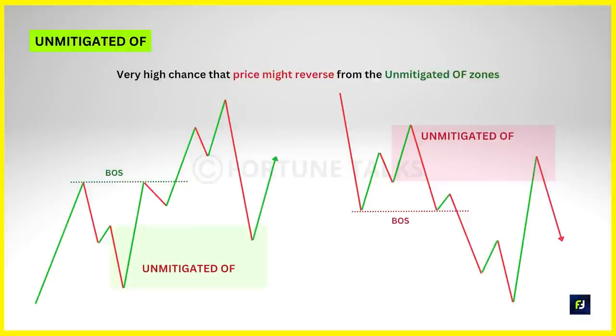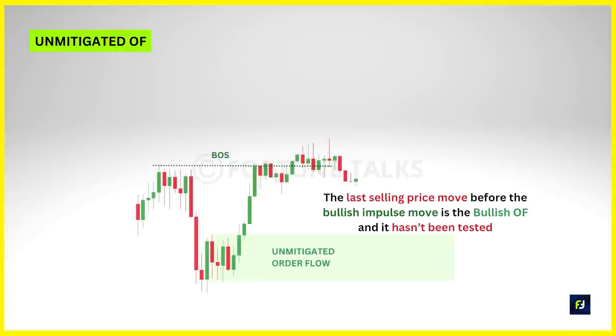This is because there is a high probability that the price might return back to mitigate this order flow. Now we can take a few examples to understand this better. In this first case, the market is in a bullish trend. So during the corrective move, the price forms lower lows and lower highs. Our order flow will be the last selling move before the buy.